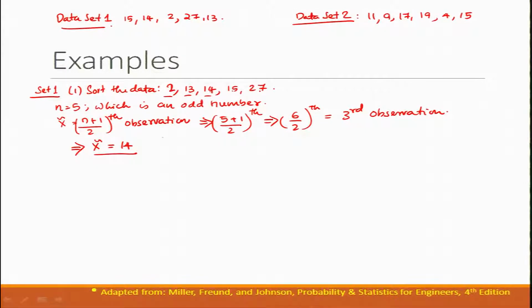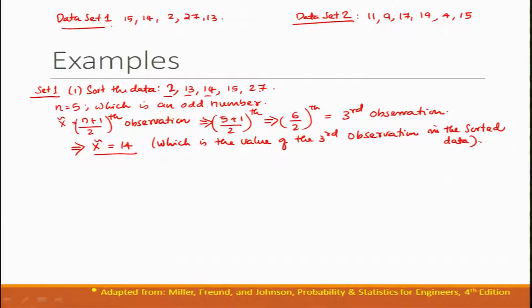The value of the median is 14, which is the value of the third observation in the sorted data. You have to remember that the data has to be sorted no matter what. So now, similarly, let us look at set 2.